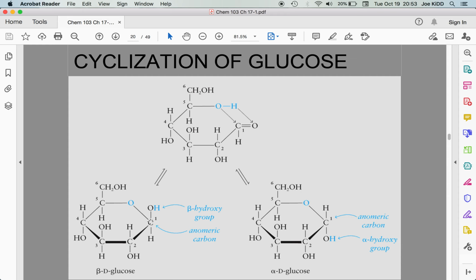Lastly, when this ring is closed, whether the hydroxyl group is up or down will determine whether this is an alpha or a beta version of the carbohydrate. The way I always like to remember this is beta goes boom, boom goes up. Not very elegant, but it gets the job done. Alpha would be the other one. So here we have different examples of glucose. We have beta D-glucose and alpha D-glucose.